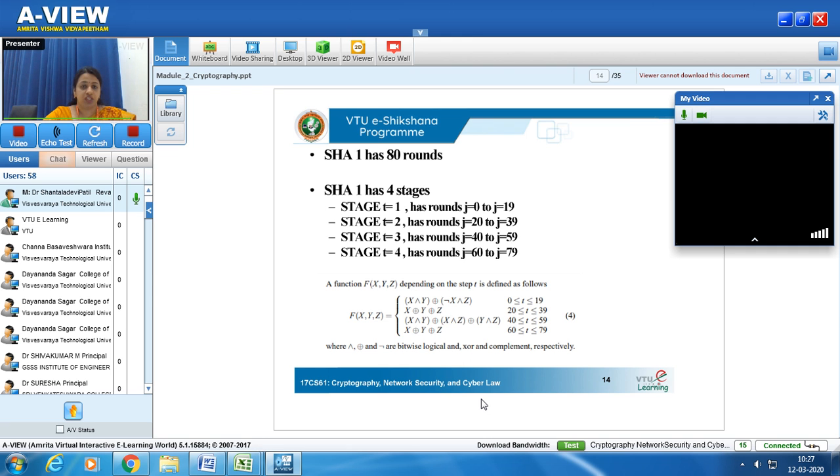Okay, we were working over here. Now all the four stages will take these functions and operate according to them.